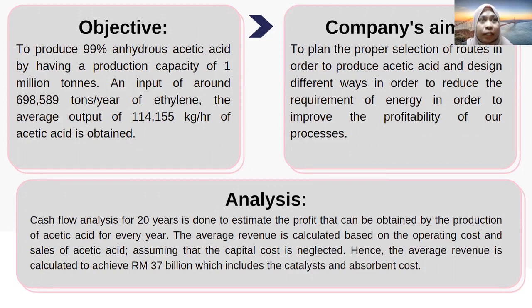So through calculations and analysis, we found out that the cash flow analysis for 20 years is done to estimate the profit that can be obtained by the production of ST acid for every year. The average revenue is calculated based on the operating costs and sales of ST acid, assuming that the capital cost is neglected. Hence, the average revenue is calculated to achieve 37 billion ringgit, which includes the catalyst and absorbent costs.